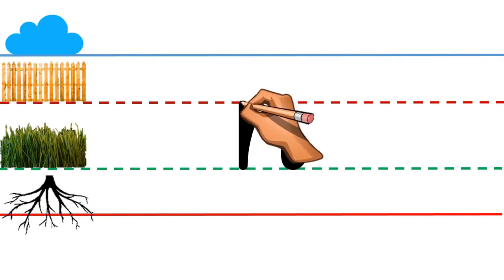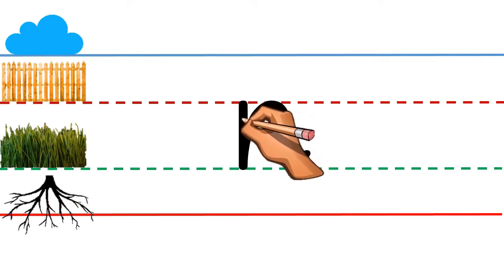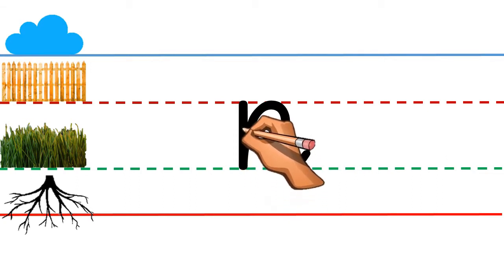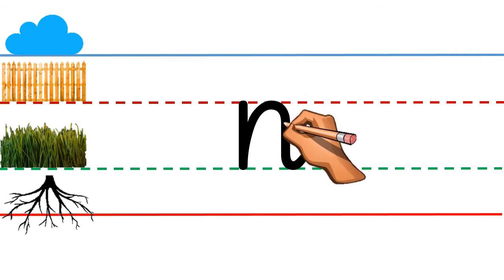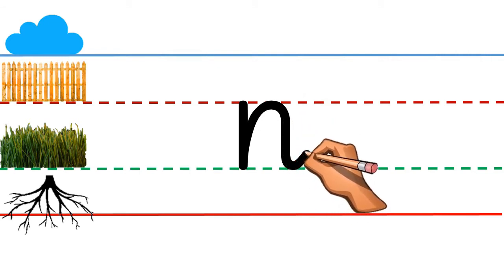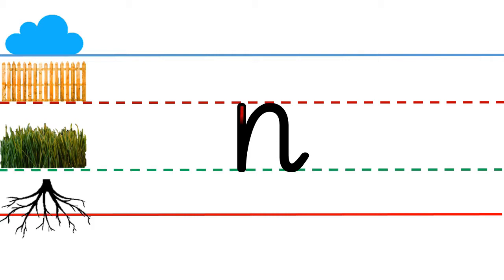Put your pencil on the fence line. Come down straight, touch the grass line. Go back up again, touch the fence line. Make a loop. Come down straight and make another loop. Try again, kids.